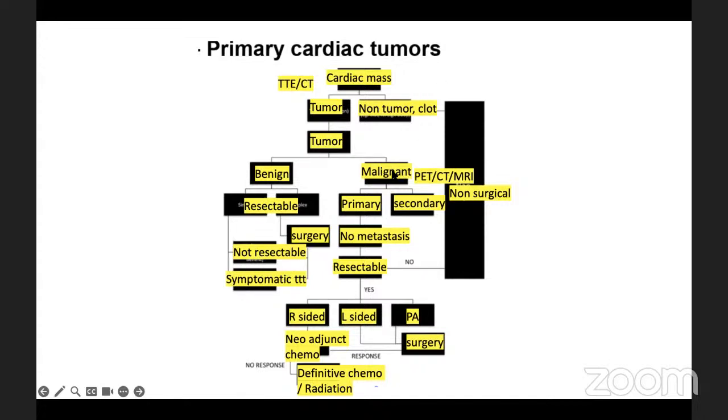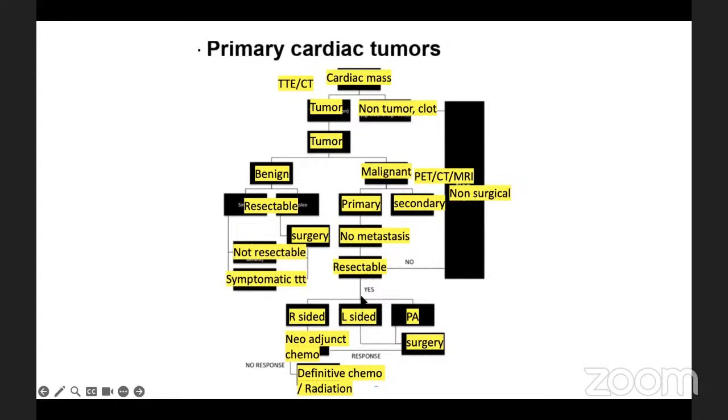If it's malignant, with PET and CT scan and there is no metastasis, we know this is a primary tumor with no metastasis, then we ask ourselves, is it resectable or non-resectable? How would we know? Again, according to how invasive the mass is: if it's invading the wall, the pericardium, a coronary artery, or, for example, the coronary sinus, and we think we can't repair it, then we decide this is not resectable, and we send this patient for no surgery, like palliative care or follow-up.